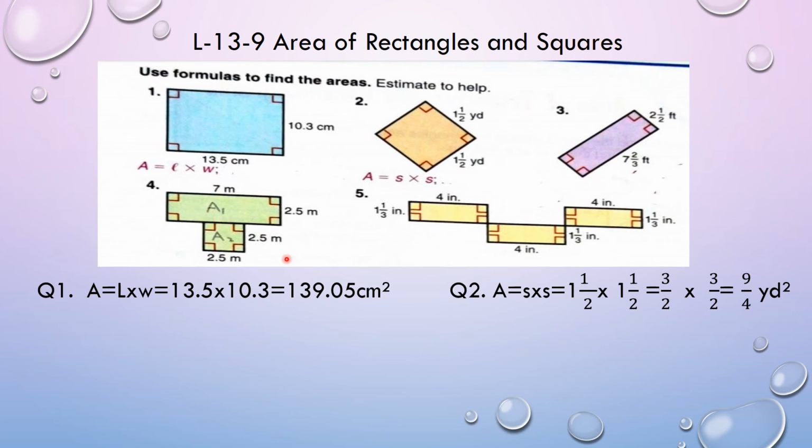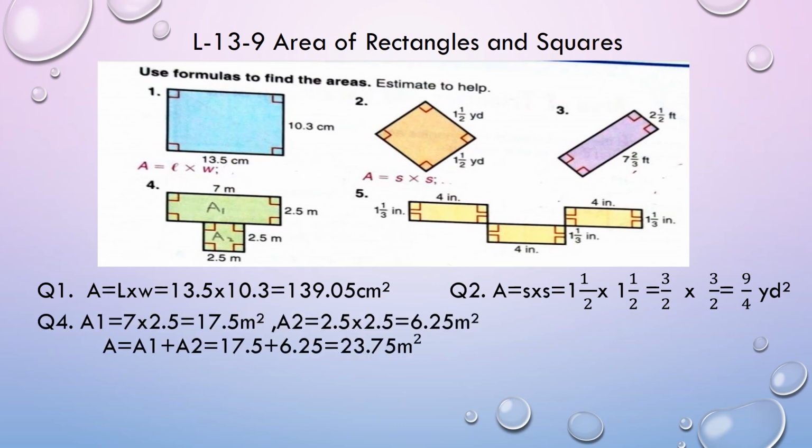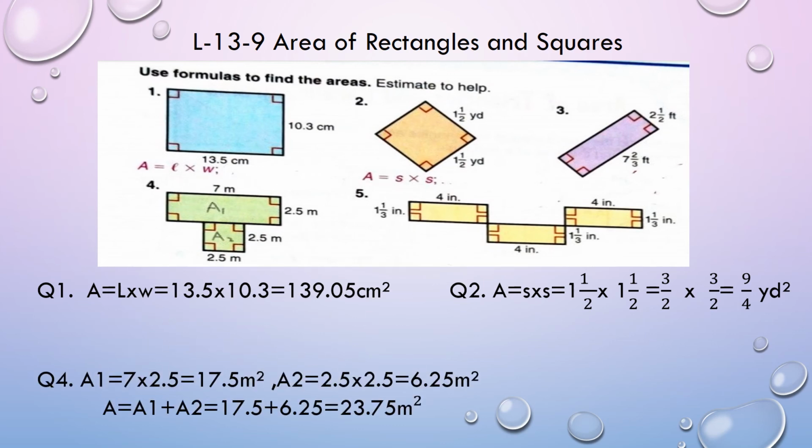You can see this one, a rectangle here and one square here. Then you can add these two, and then you can find the area of this one. Question number 4. You can see what is the area of A1? 7 into 2.5. 7 into 2.5. What is the answer?